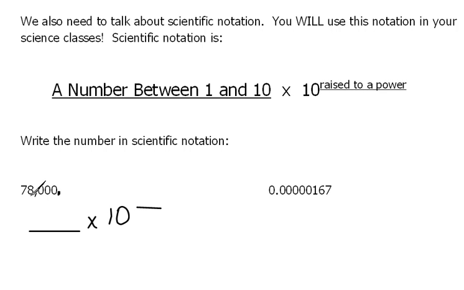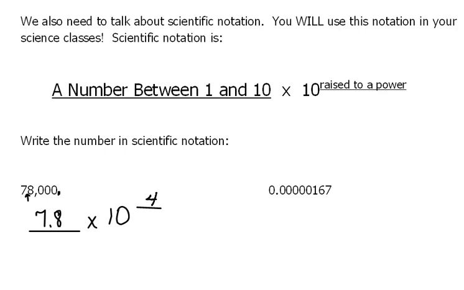So let's think about where would I have to move this so that I had a number that was larger than 1 but smaller than 10. Well, if I were to put that decimal right in there between the 7 and the 8, 7.8 is a number that is larger than 1 but smaller than 10. Now, this 7.8 times 10 to some power. What we need to do now is figure out what our power would be, and that is directly related to the number of decimal points that you had to move. So let's see, 1, 2, 3, 4.